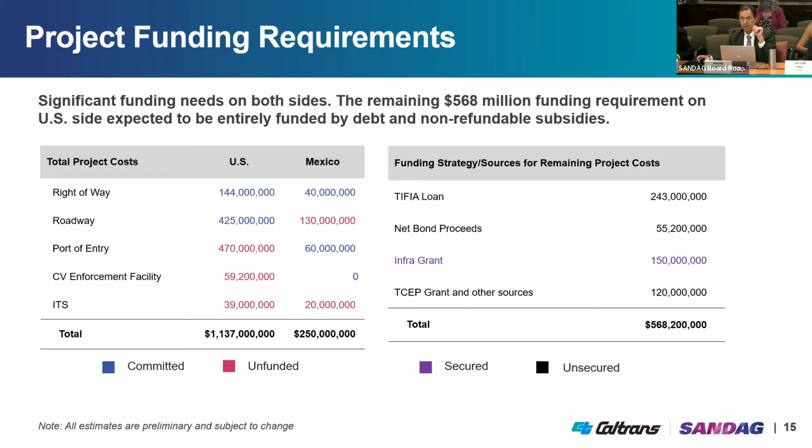Now, looking at the numbers in red, what we still have to pay for, we have to pay for the port of entry itself. We have to pay for the commercial vehicle enforcement facility, which is $59 million, and the ITS for $39 million. A total of $568 million is still outstanding.